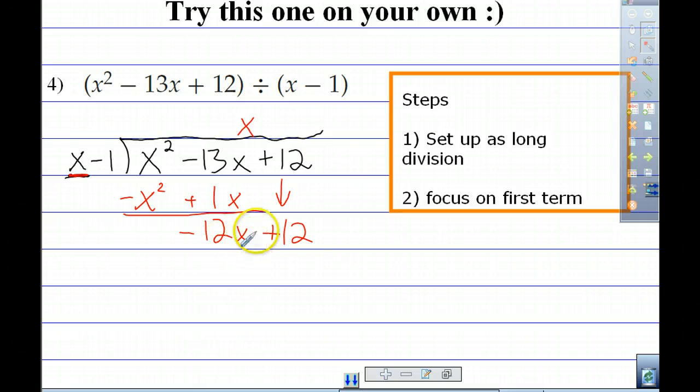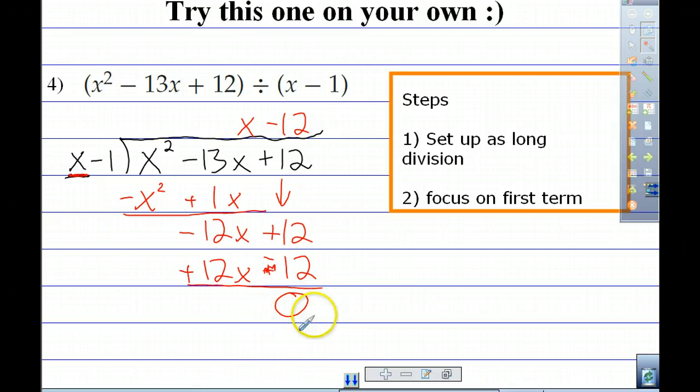Times what is negative x squared? Oh, sorry, negative 12x. And we get minus 12. Negative 12x plus 12. Change both signs. Positive plus negative. And you see 0 and 0.